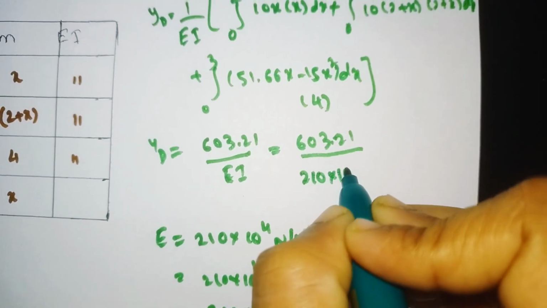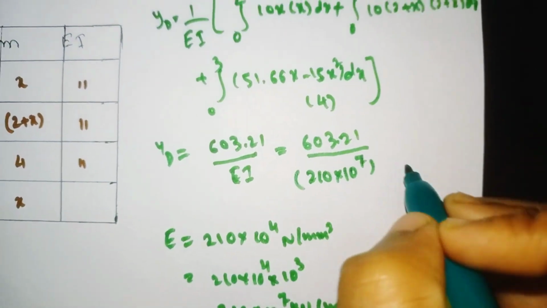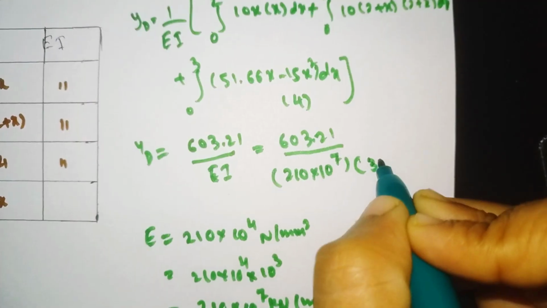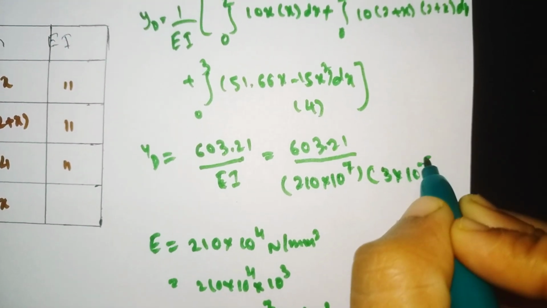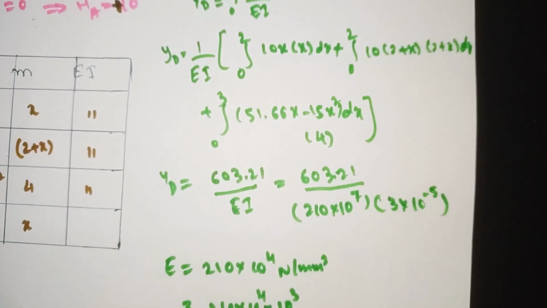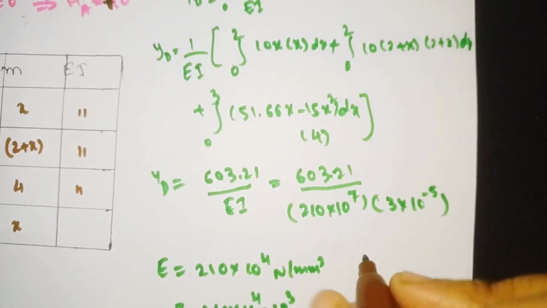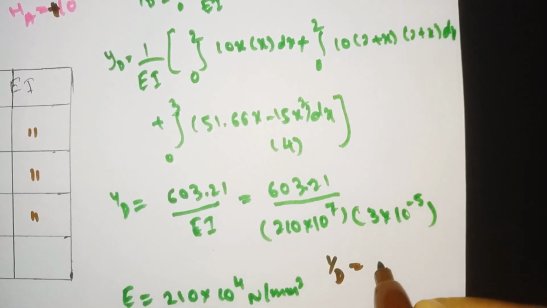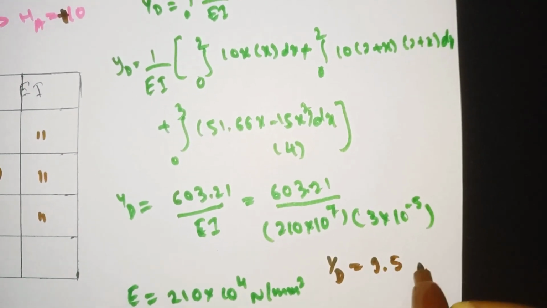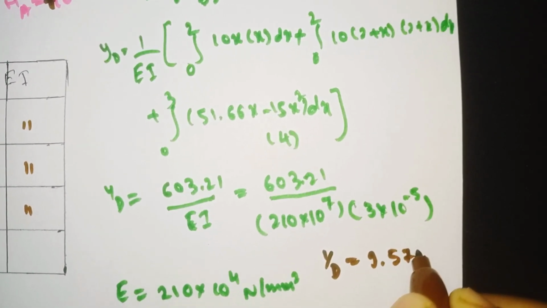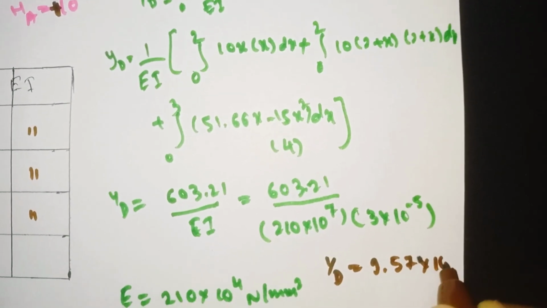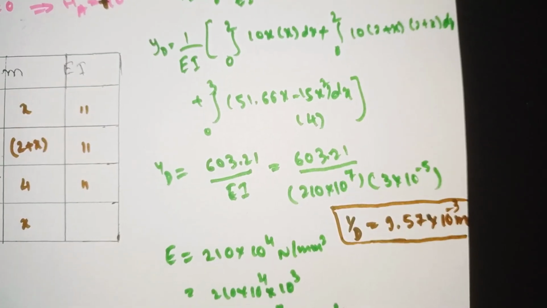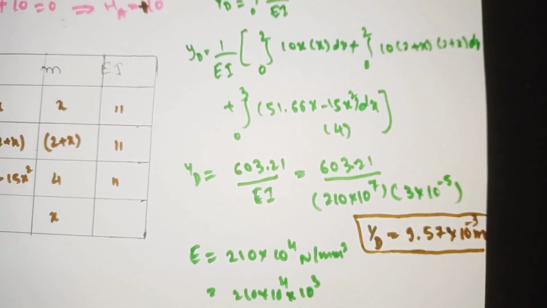210 into 10 to the power of 7 into the I value, 3 into 10 to the power of minus 5. So if we do this, the YD value will come out as 9.57 into 10 to the power of minus 3 meter. So this is how we need to find the YD.